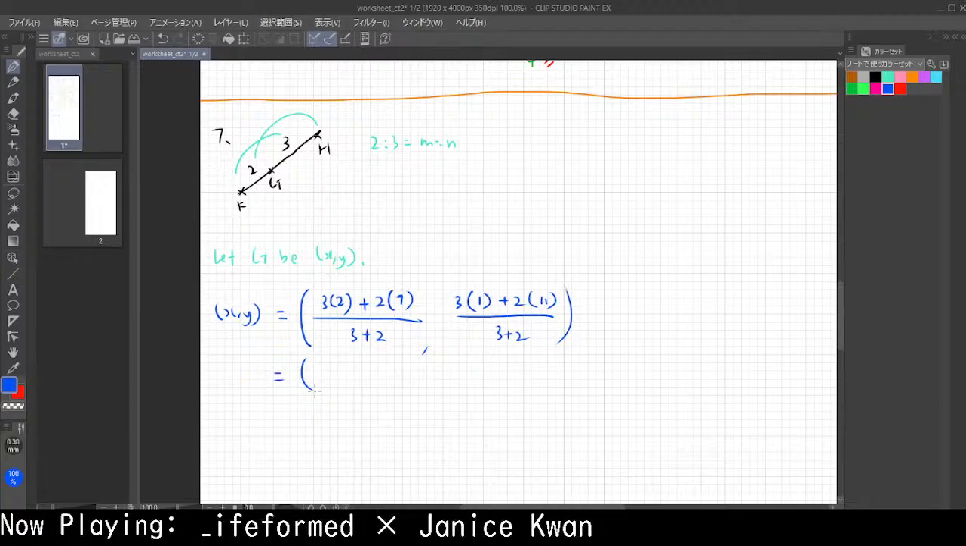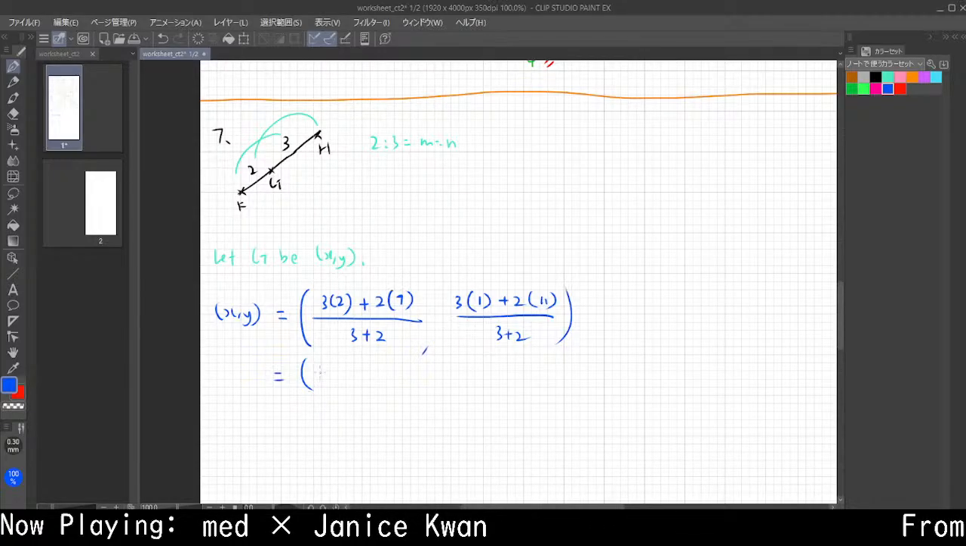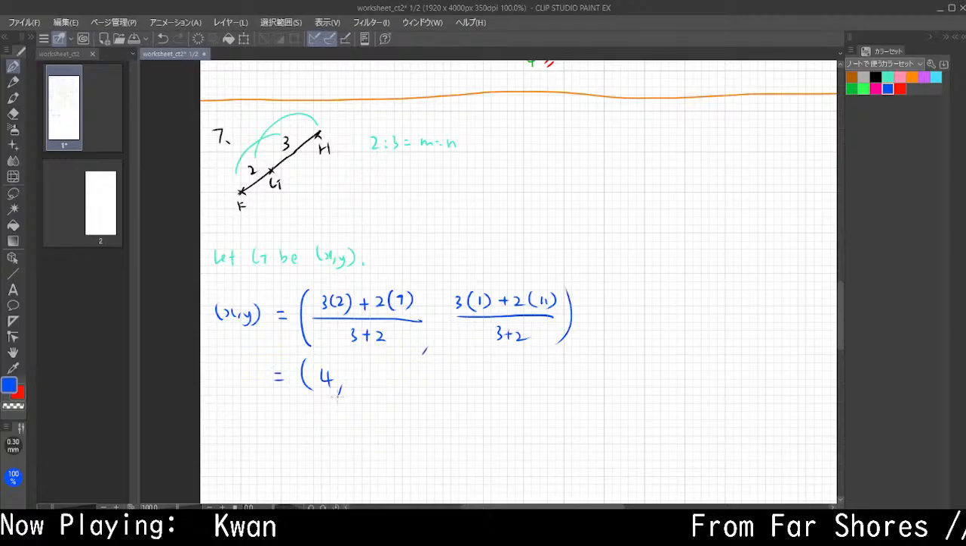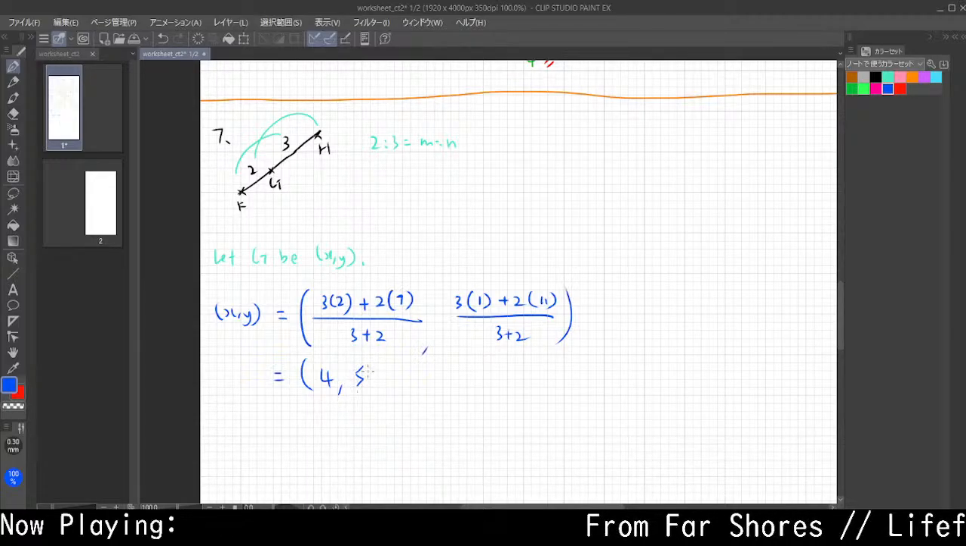6 plus 14, 20. 20 divided by 5, you get 4. 3 plus 22, 25. 25 divided by 5, you get 5.